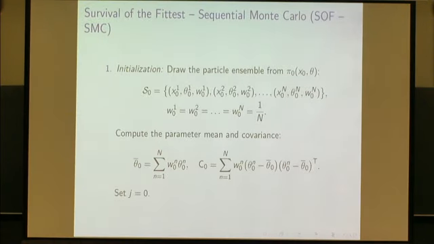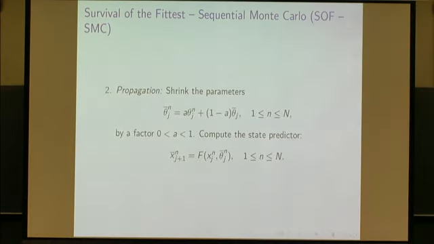Anyway, putting it all together in an algorithmic way, we draw our sample from the initial state and from the initial distribution for the parameters. We have to do this from the beginning, so this is a new part. We compute the parameter mean and covariance, and we shrink the parameters, shrinkage around the mean, get closer to the mean, and then we compute the state predictor here.